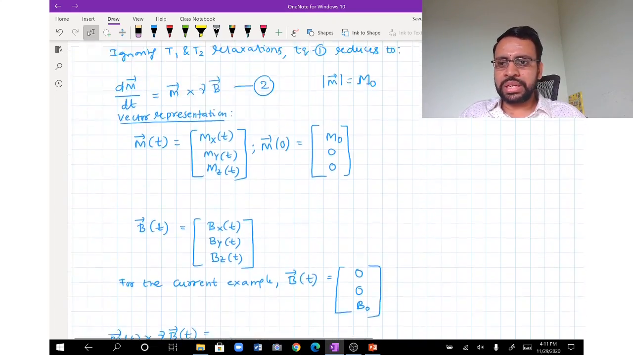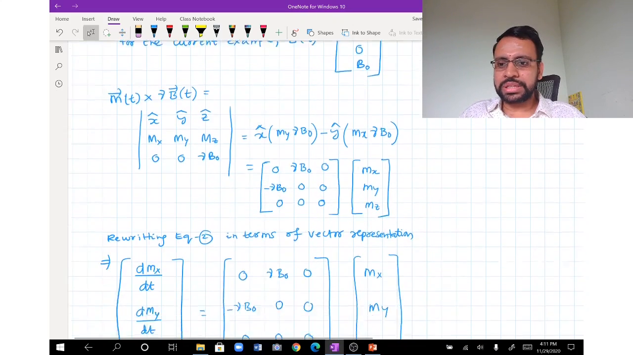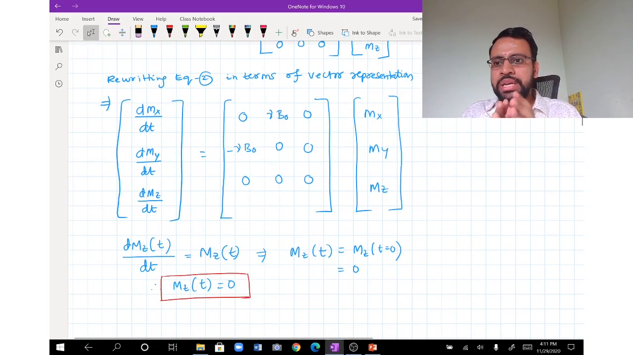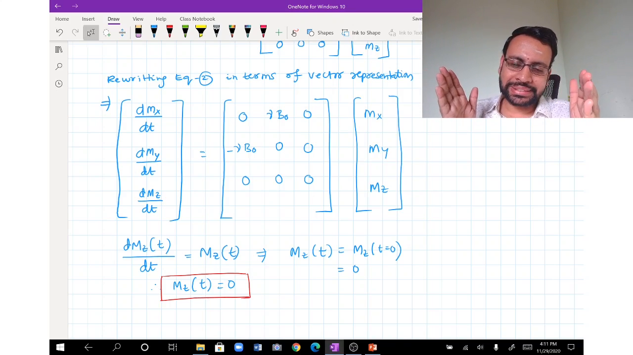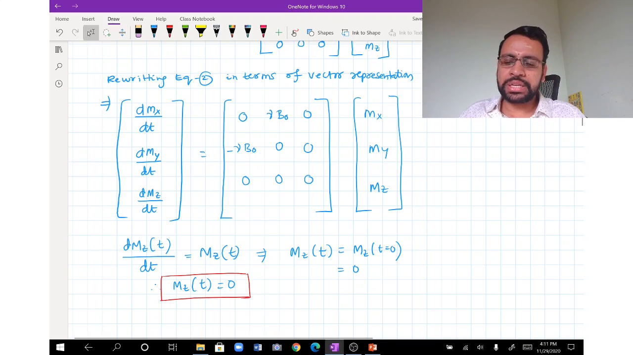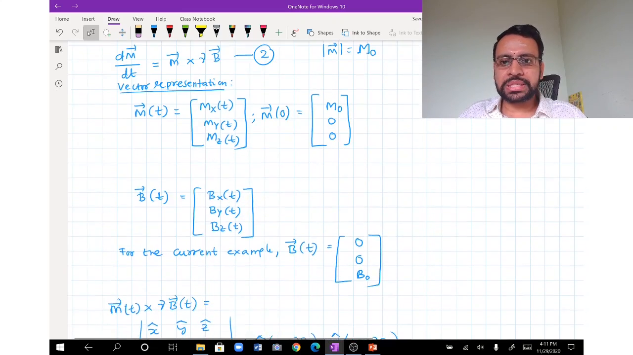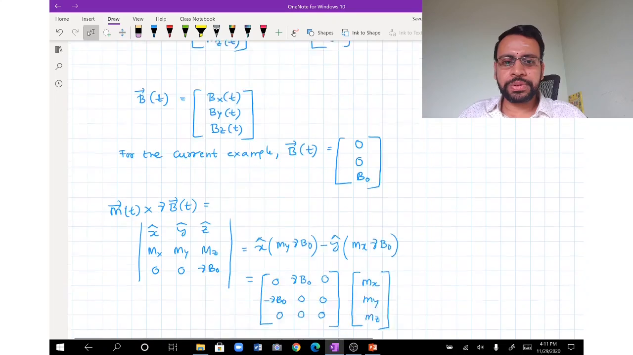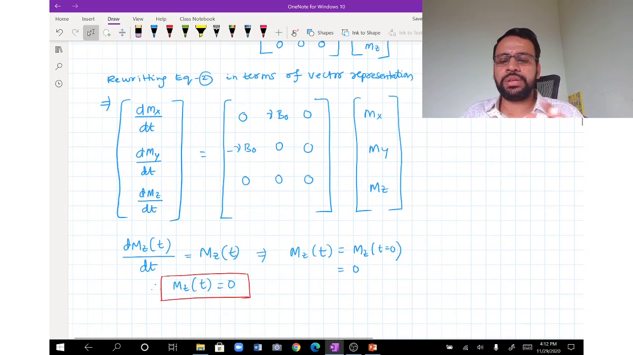Now you come back here. dm bar by dt is basically dmx by dt into x bar, right? You are taking that component of the left hand side in the x direction as dmx by dt, similarly dmy by dt and dmz by dt. This is equivalent to replacing this cross product with the multiplication of vectors that you got here. Now you could see them as three equations.